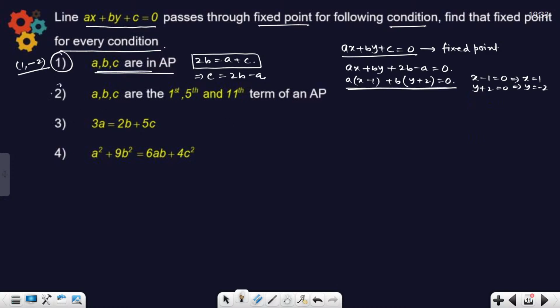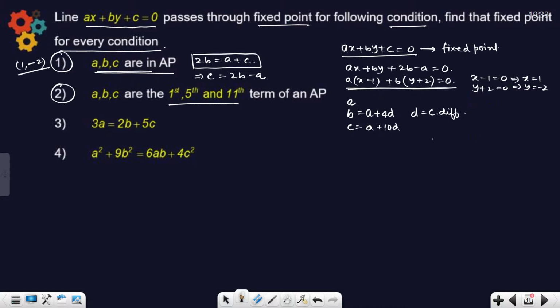Okay, now let us see question number 2. Same thing. The line is passing through a fixed point, and you have to find that fixed point. But the condition they have given is that A, B, C are the first, fifth, and 11th terms of the AP. So here the first term is A, and B is the fifth term, which will be A plus 4D, where D is the common difference of that AP. And C is basically A plus 10D.